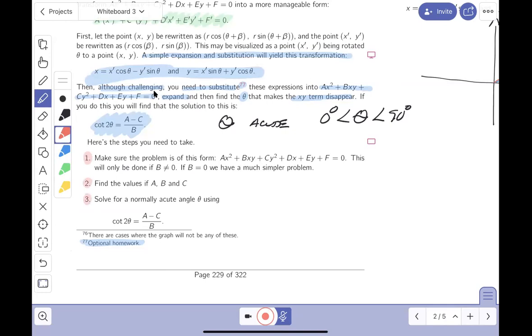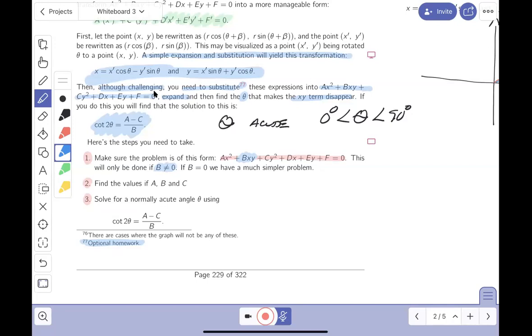Now, what's number 1 say? Make sure your problem is in this form. The only thing I'm concerned about is this. If I don't see that, I wouldn't bother with this method because I know exactly what to do. It's from the prior sections. None of them had a BXY term in it. So this is only done provided B is not 0. If it's 0, go back to the other sections and just do that. There's no need for a rotation.